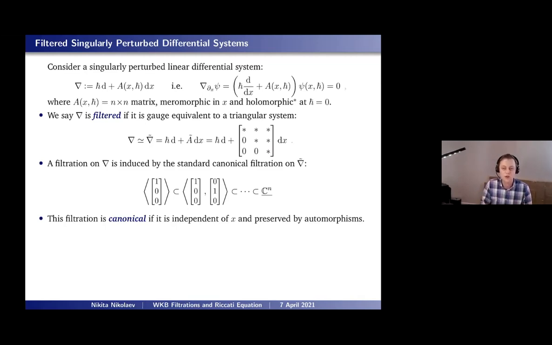Since this is geometry, we want things to be geometric in that sense. But also, you want it to be invariant or preserved by automorphisms of my original system. And again, there's an asterisk here, which is you need to be careful about what you mean by automorphisms. Which automorphisms are you talking about?